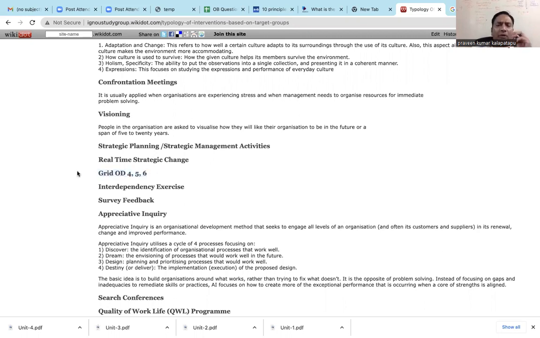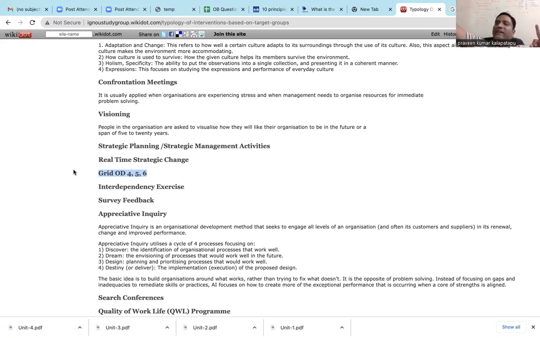Now goes into grid OD 4, 5, 6. So there is a grid OD which is 1, 2, 3, 4, 5, 6. There are 6 phases in grid OD. Grid OD is based on the concept called the management grid, which we have read in OB, if you remember. There is a leadership approach called the management grid. You have people-orientedness on the y-axis, and on the x-axis, you have goal-orientedness.